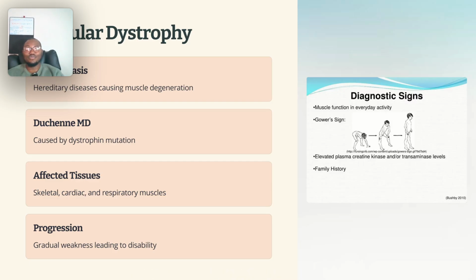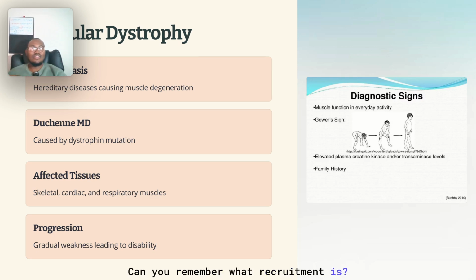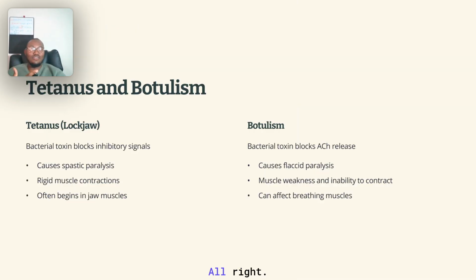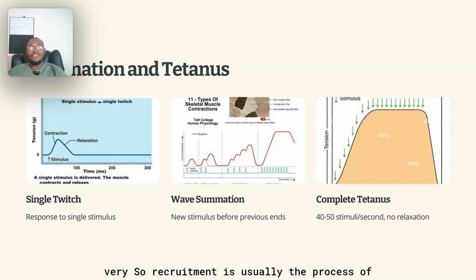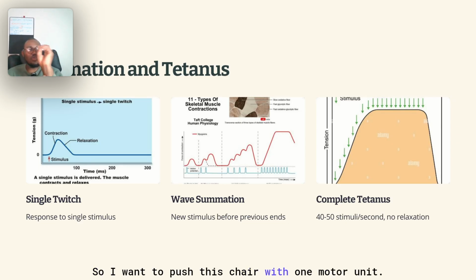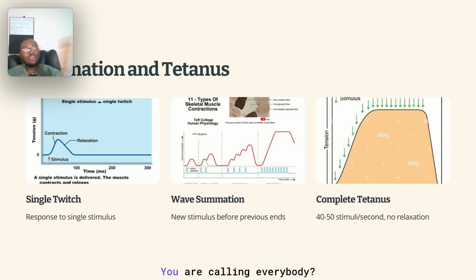It's never two. Now, they can ask you about recruitment. Can you remember what recruitment is? Pause the video, put it in the comment section, or pause it and just try it. All right? Very, very important. So recruitment is the process of engaging more motor units to increase the strength of a muscle contraction. You want to increase more motor units. So I want to push this chair with one motor unit. Oh, I cannot. What do I do? I increase my power. What is that increase in power? Recruitment. You are calling everybody.